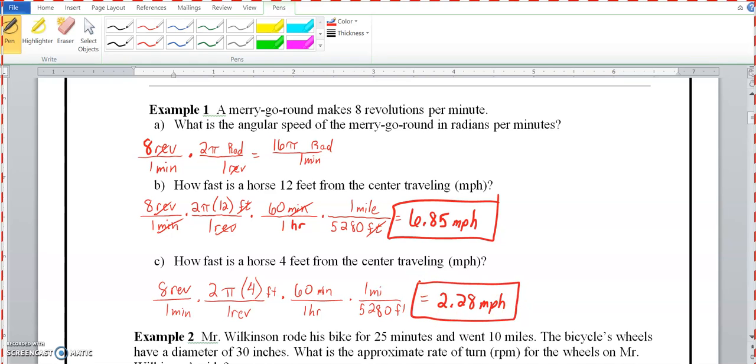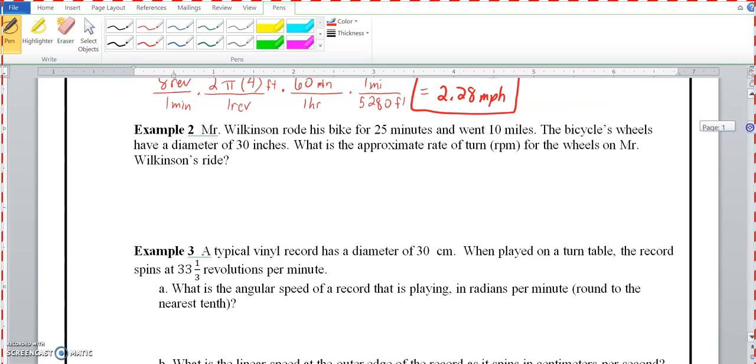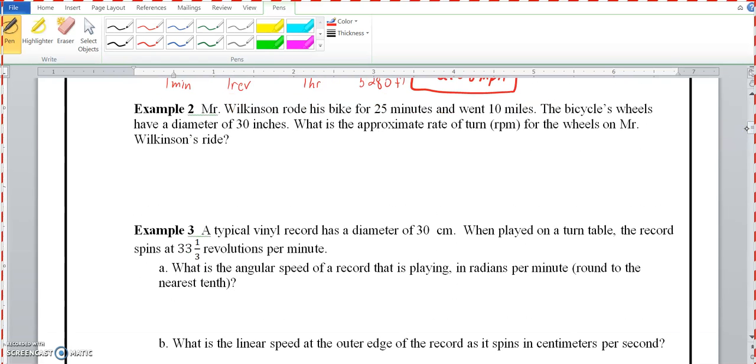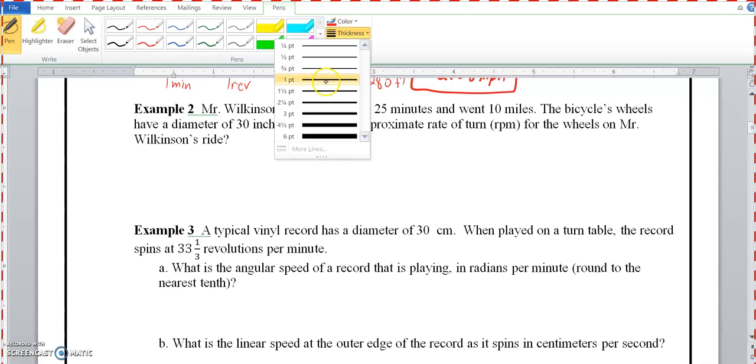All right, so that is example 1. We look at example 2. Example 2 is just taking that information and applying it in different situations. So rather than a big merry-go-round, we just have a bicycle wheel. We have our information. We want to know the RPMs for the wheel.